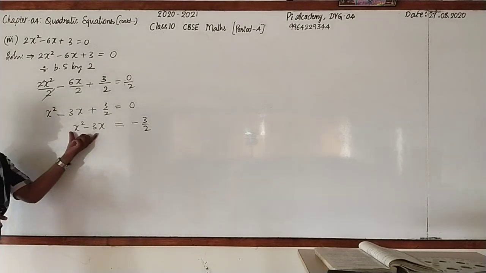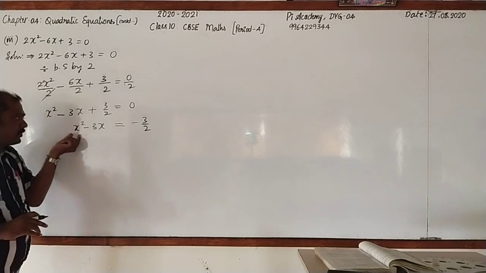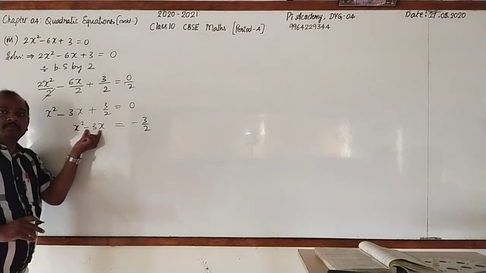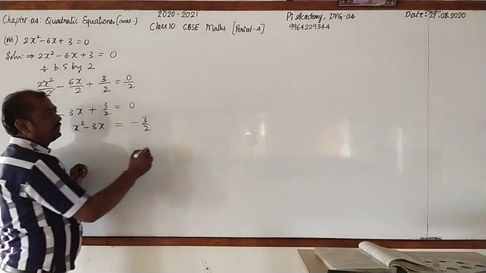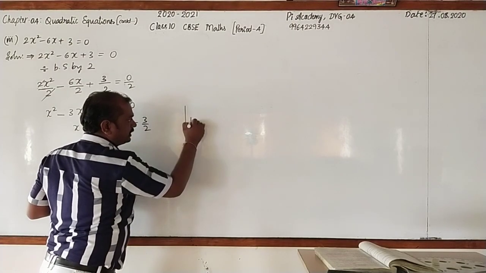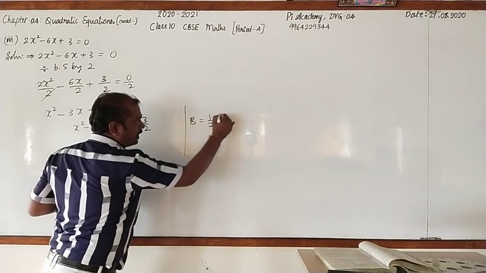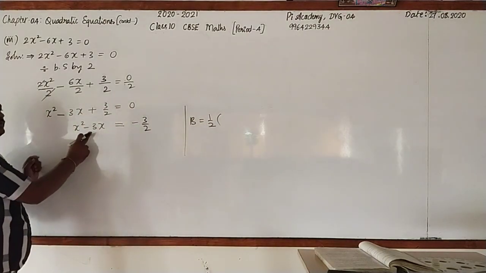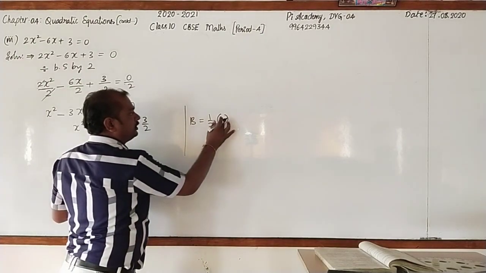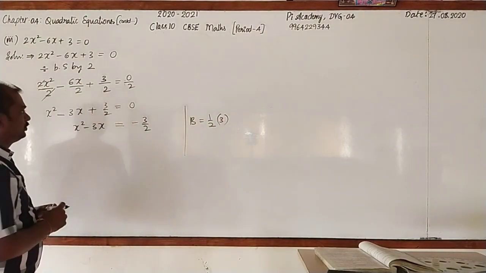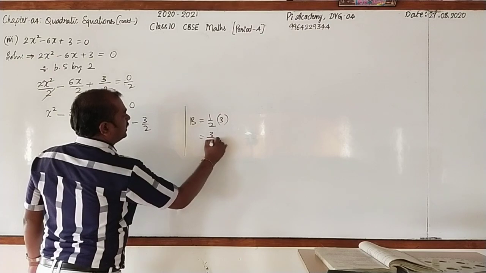Next, it's not a perfect square. But x² is a perfect square. It is of the form minus 2ab, but the b term is unknown. Hence, we can find out the b term by a very easy method. What is that? b is equal to half into the coefficient of x. What is the coefficient of x? It is 3. Now, it will be 3/2.